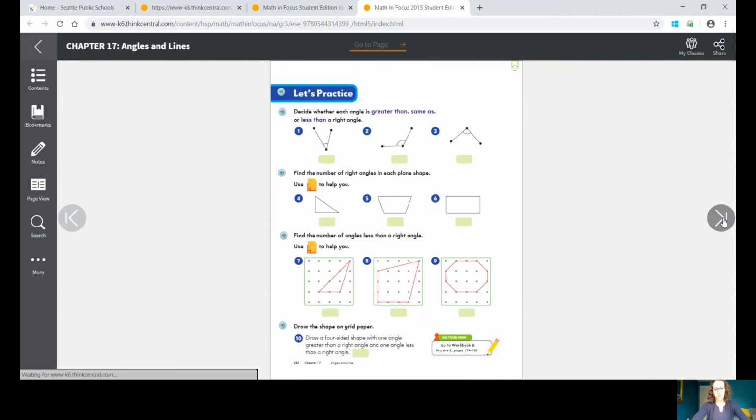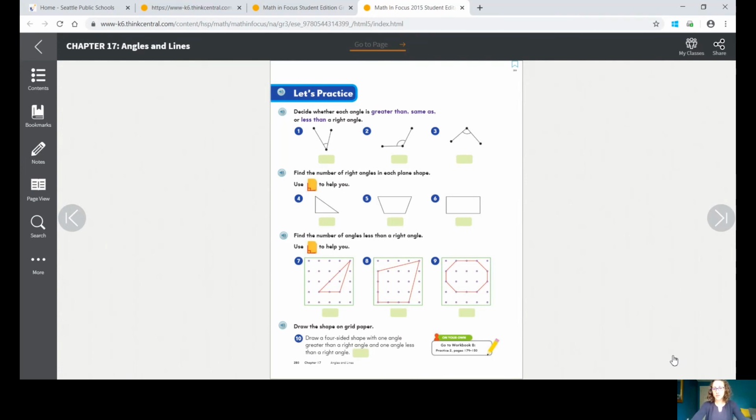Proceed to the next page. It's your let's practice. There's number 1 through 10. Make sure that you leave a little space between your problems, your numbers, so that you've got room to do some drawing. That requires a little bit more space. I will share the answers with the let's practice, and I will share the answers to the homework. Your homework is in your workbook. It's going to be page 179 to 180. It's really short today.